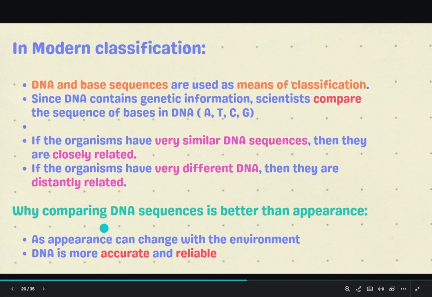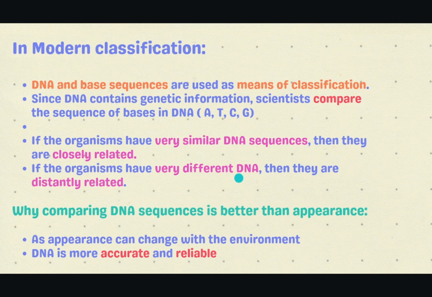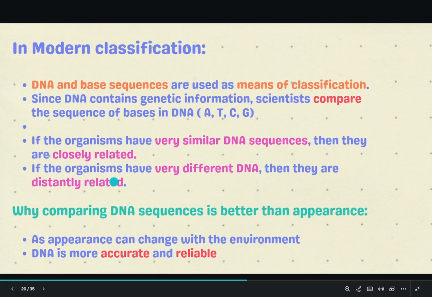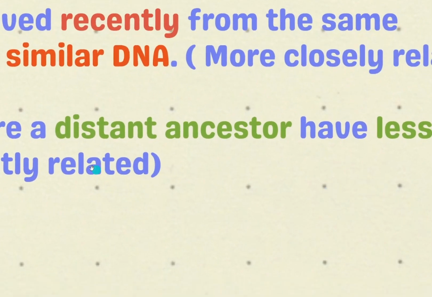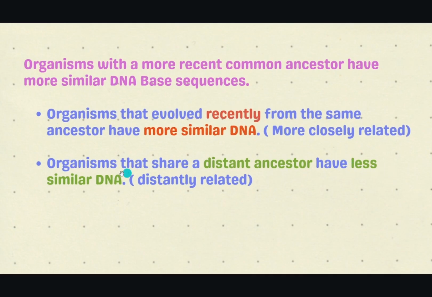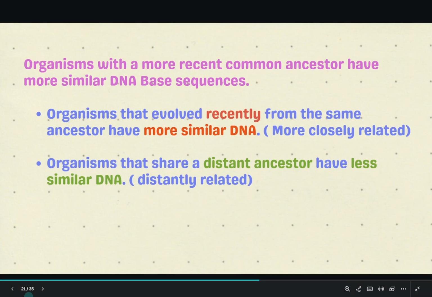And then similarly, humans and insects have DNA that is very different. So our DNA sequences are very different from one another, which means that we are distantly related. It also means that we share a very distant ancestor. So this is the reason why we have much less similar DNA. So we are distantly related.